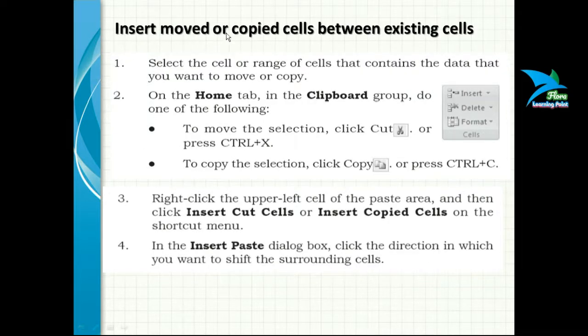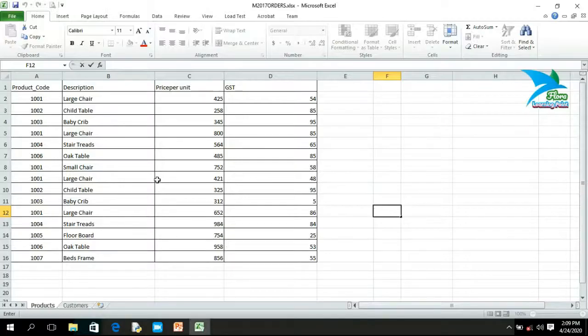We'll discuss how to insert a moved or copied cell between existing cells. For example, if you want to copy and paste a cell value in between the specified rows or existing columns, that is known as insertion. You can do this by using the insert cut cells or insert copied cells option.